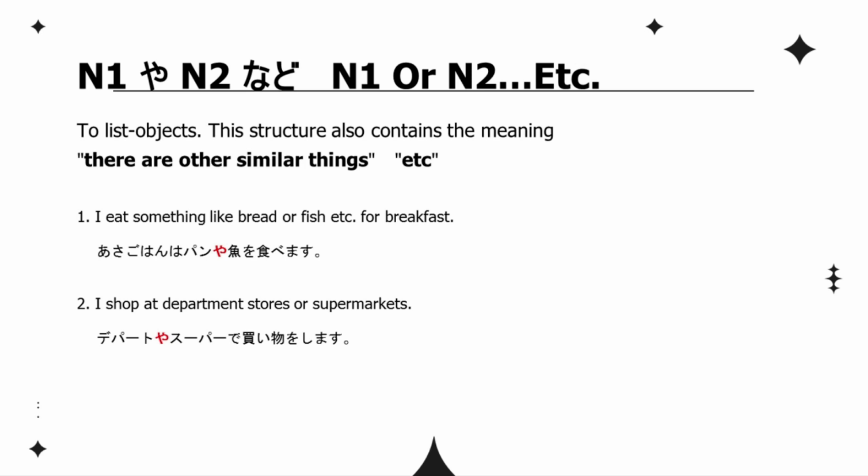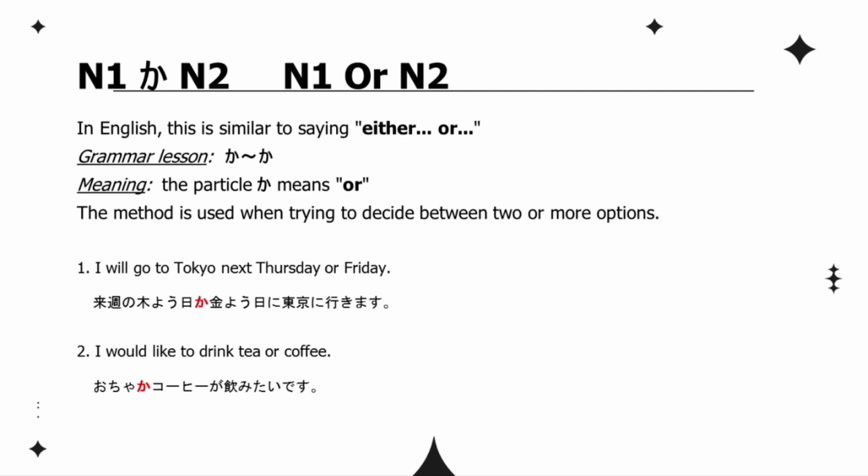7. Usage of either or in Japanese. How to use either and or in Japanese, which means either this or that. It simply illustrates that we have two choices in the sentence. For example, I eat bread or eggs every morning. N1 ka N2, N1 or N2. Meaning, the particle ka is used to say or.